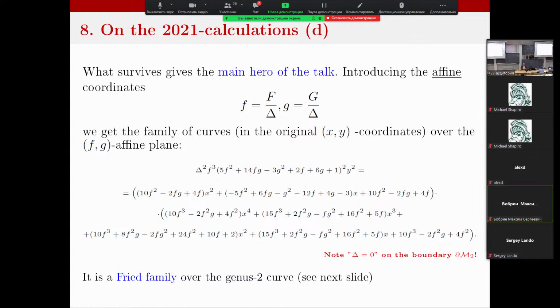And you also write that it is a Fried family over the genus 2 curve. Does this mean that the curve is one and the same? No, no, no. Look, we have not yet approached the Fried family. In this family, this is the family of genus 2 curves over the affine plane, the affine FJ plane. The generic term of it has 6 critical values.